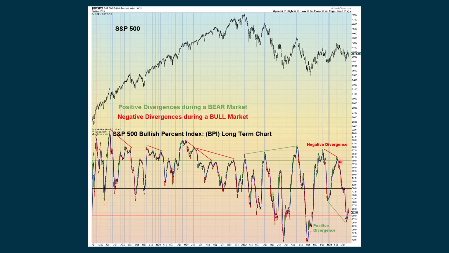That's a negative divergence. Then on the bottom, when we were coming down, the S&P made a low, bounced back up, and then the BPI made a lower low, but price was pretty much sideways. So that's what I call a positive divergence. And this could give some support to the market, but we're a little bit beyond this reading right now. We'll have to see if the market can get some more strength to the upside.